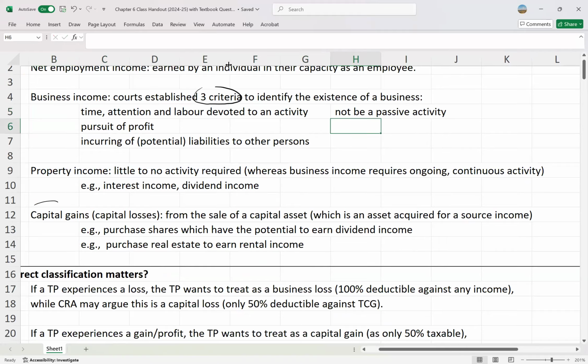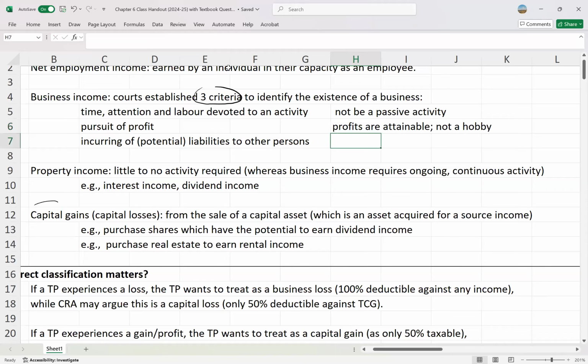And if it is a passive activity, that's where it might be characterized as property income, where little to no activity is required to earn that income. So business income requires a sufficient amount of time, attention, and labor devoted to that specific business activity. The second criteria is that the activity must be in the pursuit of profit. So it basically means that profits are attainable, and this is not a hobby.